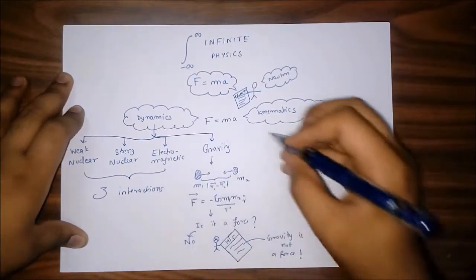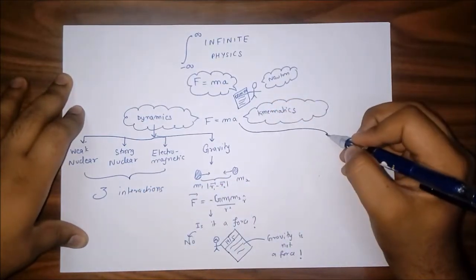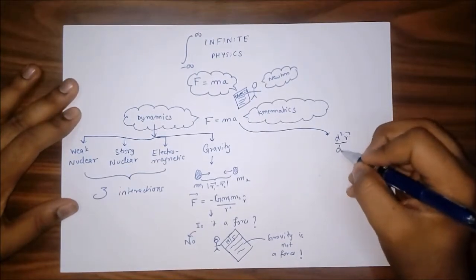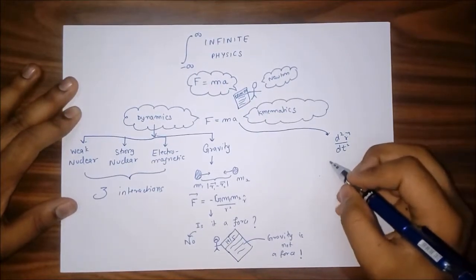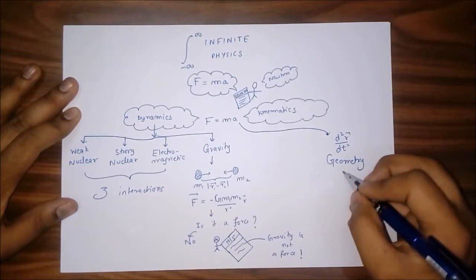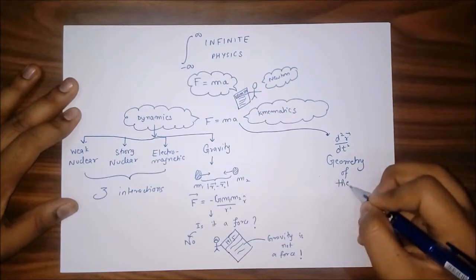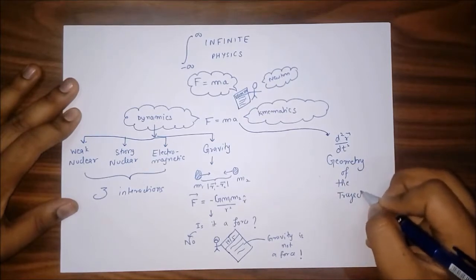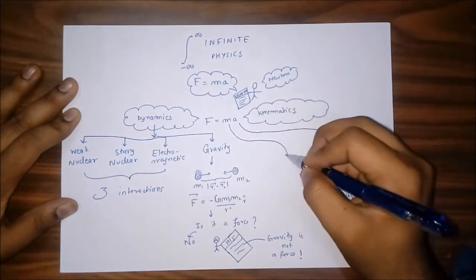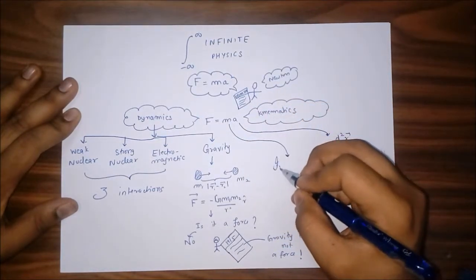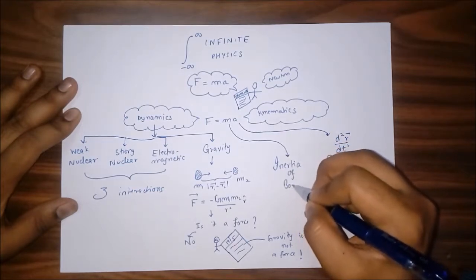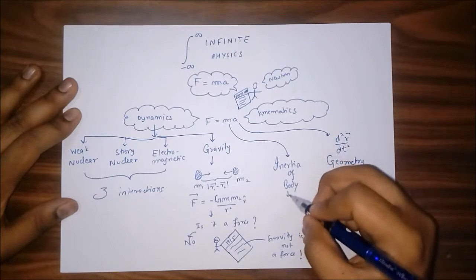The a in here is the acceleration, which is d squared x over dt squared, the second derivative, and it tells the geometry of particles and the trajectory of particles, how they will follow that path. The mass m tells the inertia of a body, that means the resistance to change its state of motion.